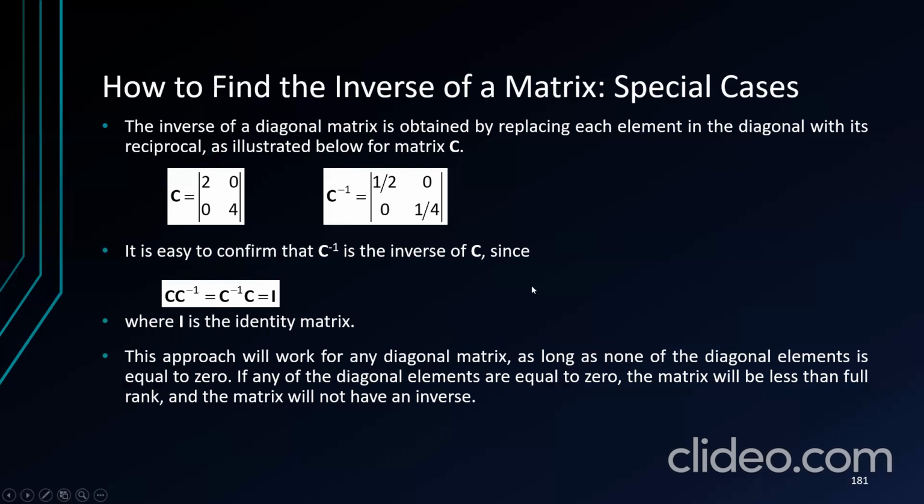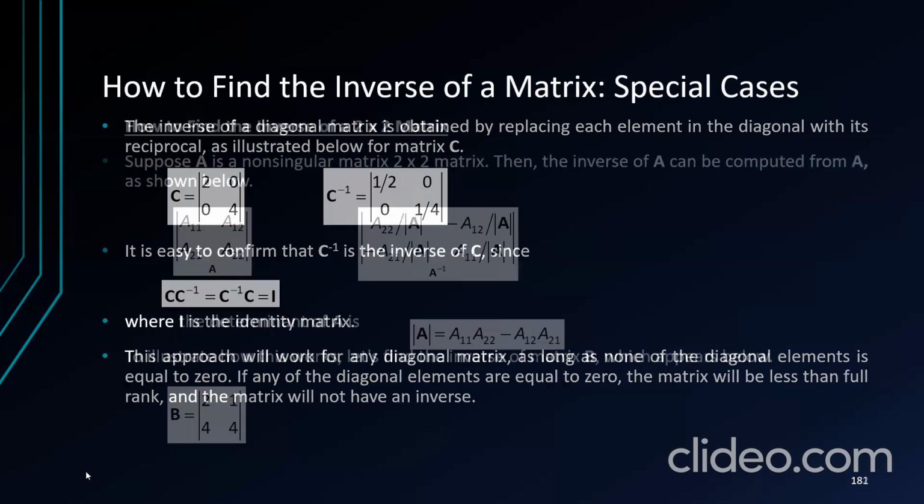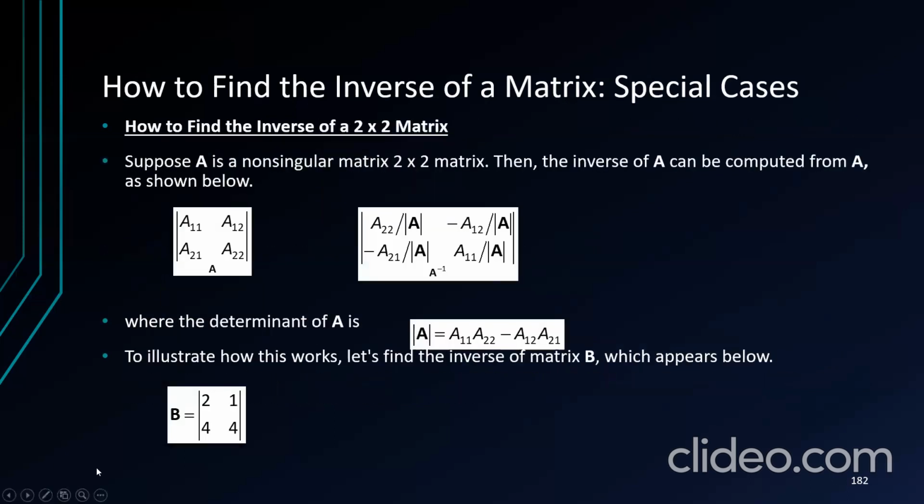None of the diagonal elements. So how to find the inverse of a 2 by 2 matrix? Suppose A is a non-singular 2 by 2 matrix. So the inverse of A can be computed from A as shown below. A11, A12, A21, A22. So ang inverse niya is A22 over determinant of A, negative A12 divided by determinant of A.